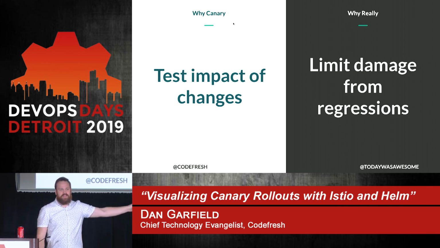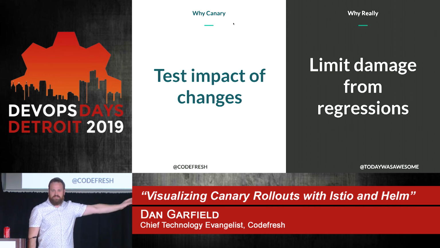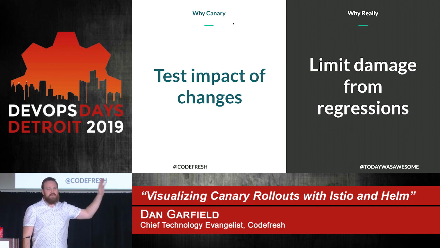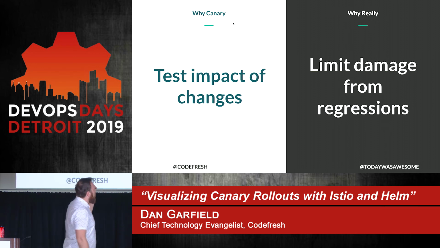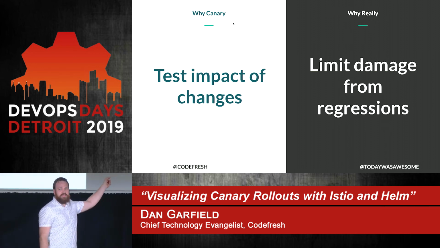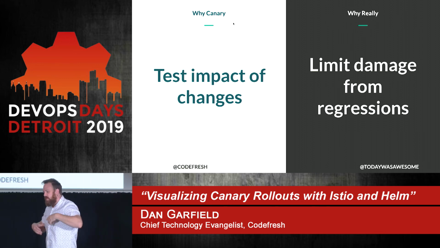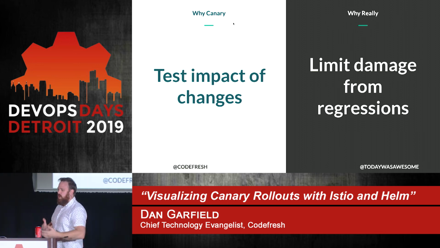We invented something for that a long time ago. It's called feature flags. It's fantastic at that job. That's actually not the job of Canary. The job of Canary is really to limit damage from regressions. So if you roll out a change that has some sort of cascading problematic effect, that's why you do it.